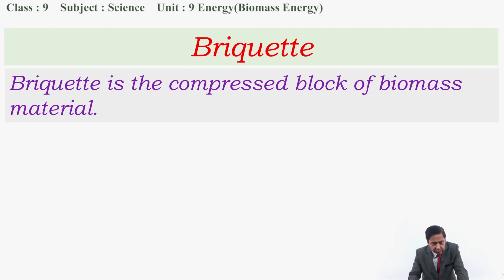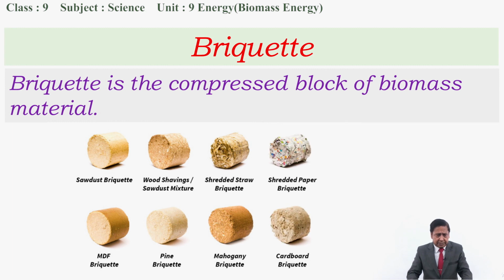Now, I want to give some examples. Look at this. These are some examples: sawdust briquette, wood shaving, sawdust mixture, shredded straw briquette, shredded paper briquette, etc. All these are briquettes exactly. These briquettes can be used to get heat energy for cooking and other purposes also.